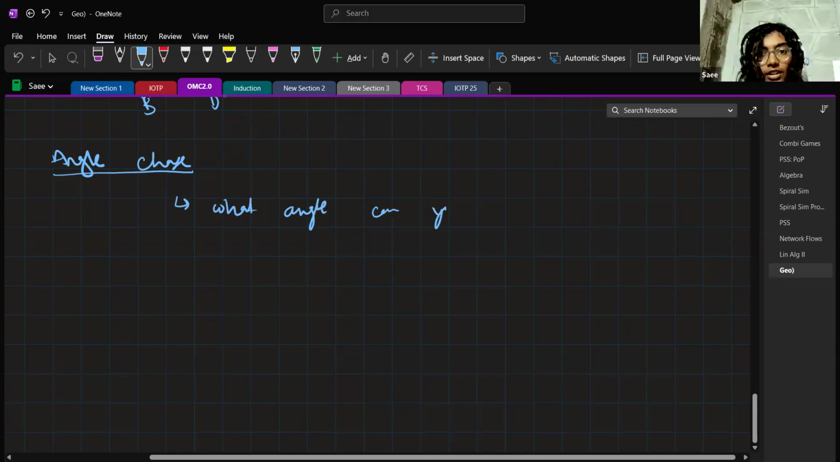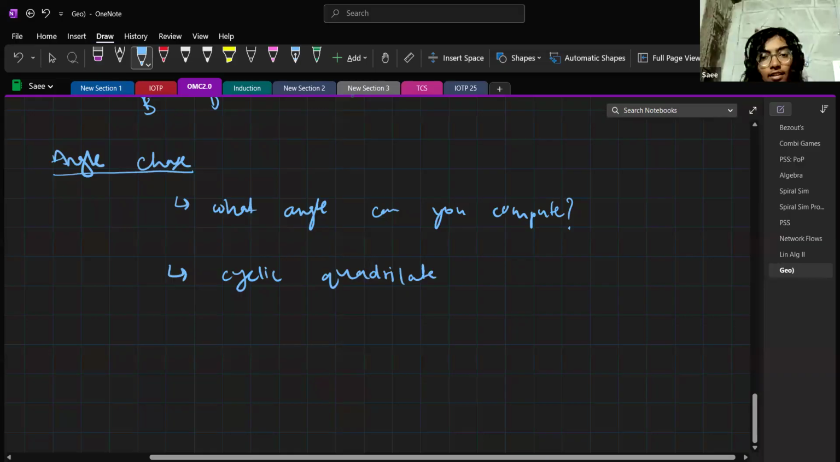Can you compute, let's say, the three angles of the triangle or whatever your fixed config is? You fix the angles and find what all the other angles are that you can compute. Another nice technique to find new equal angles or new angles in general is to look for cyclic quadrilaterals or circles. Wait, I can't spell quadrilateral. Anyways, I hope my handwriting is not too bad.